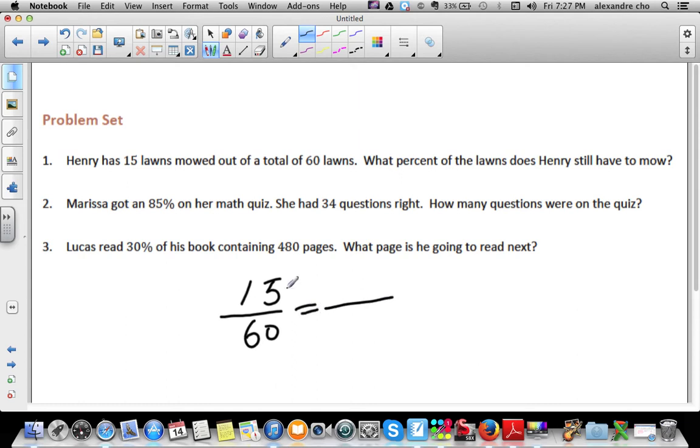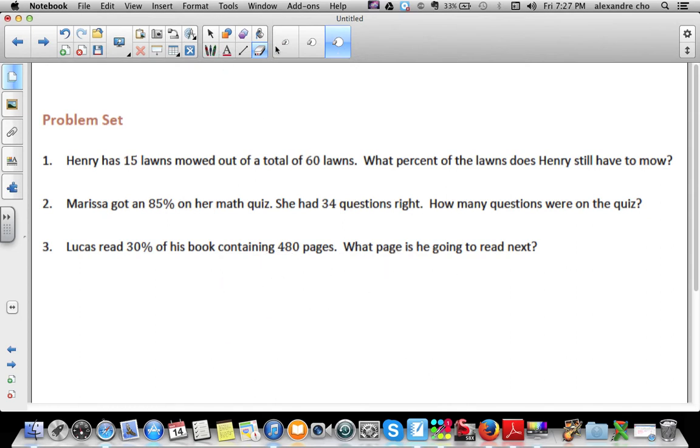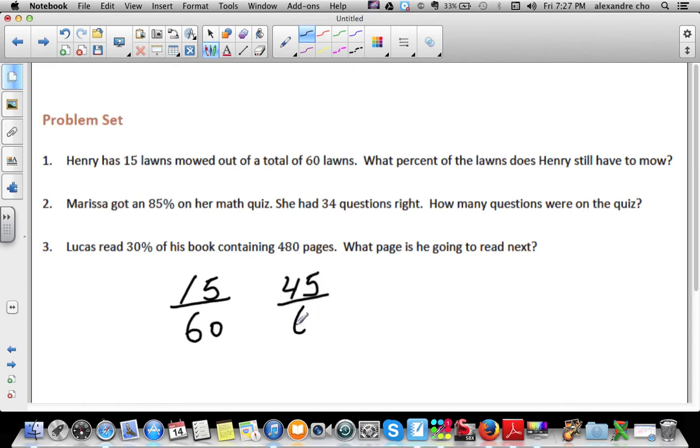Alright, now I'm going to use my percent proportion. Actually, let me take that back. Let's do this the smart way. If he mowed 15 out of 60, that's what he has done. It means that he still has 45 out of 60 to go. So this is what you're looking for, okay? 45 over 60, which we can simplify. Divide the top by 5, or actually we can divide this by 15. If we divide this by 15, you get 2/3.